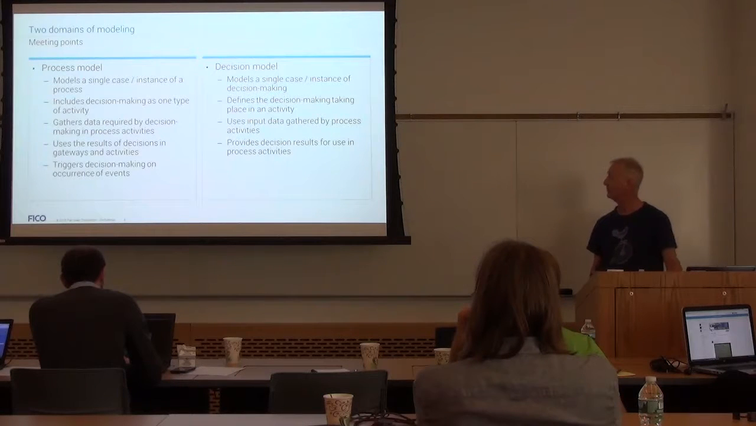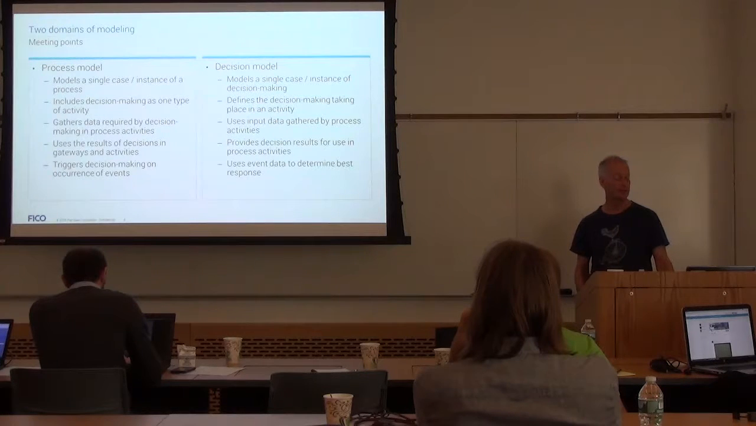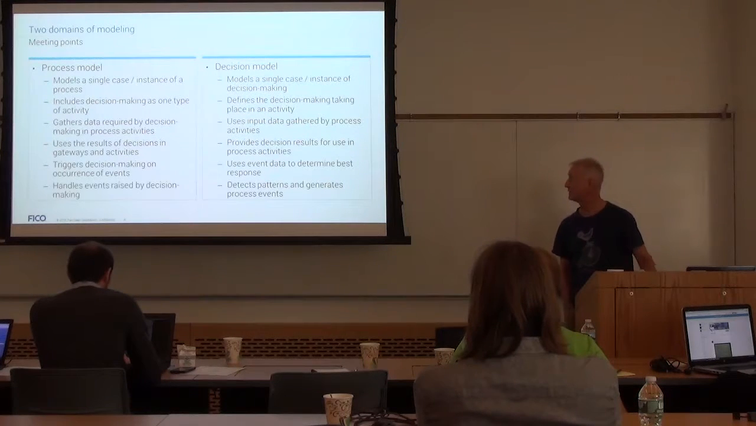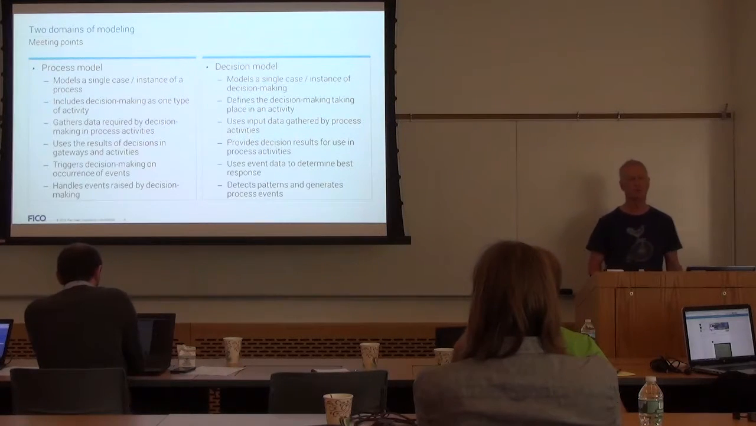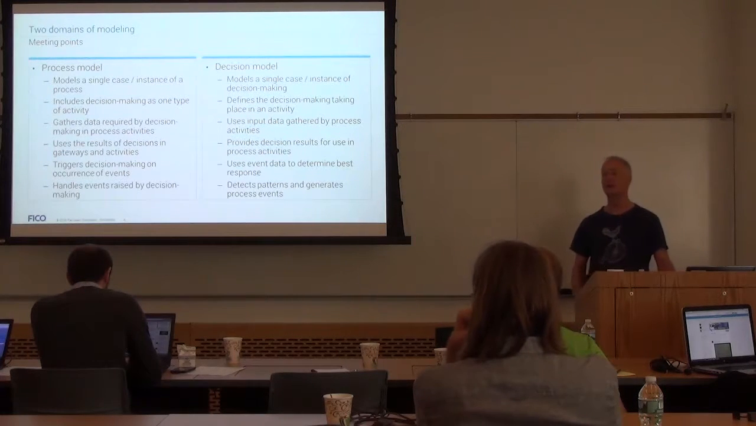Similarly, if we're working on an event basis, we can trigger decision making on an event, which is modeled in the process, and we can use the data describing the event to determine our best response. We can generate process events in return. So those are the sorts of relationships between the two models that we need to formalise and exploit when we're modelling in the two domains.